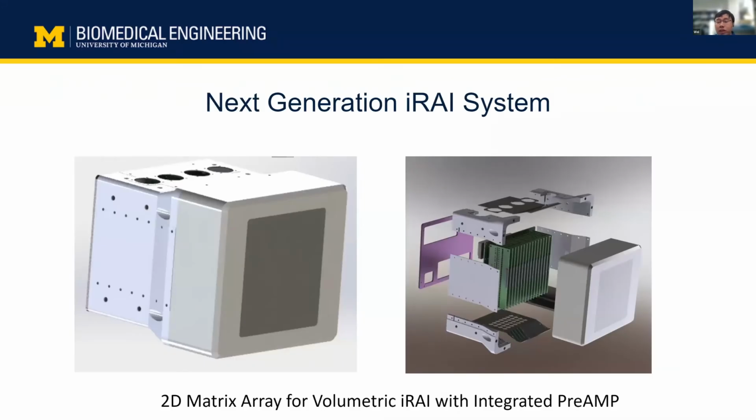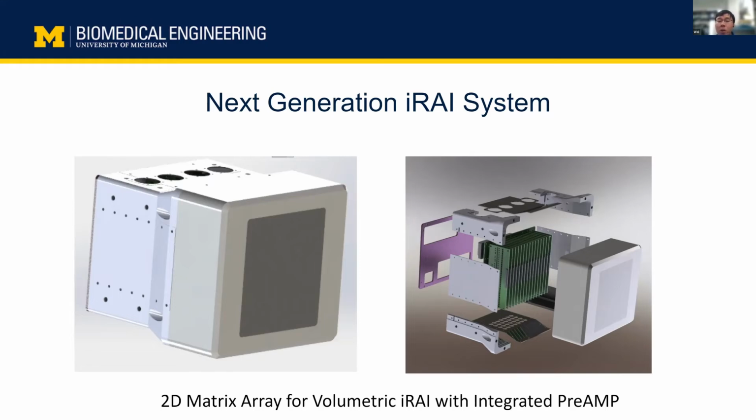So although the previous dual modality image system demonstrated the feasibility for animal experiments, considering the potential clinical translation, and also considering the radiation dose delivery is always in 3D, it's necessary to image the radiation delivery in 3D. So for the next generation iRAI, we propose to use a 2D matrix array, which enables the feasibility of volume matrix imaging. And then in order to further improve the signal to noise ratio, 2 important parts are in progress.